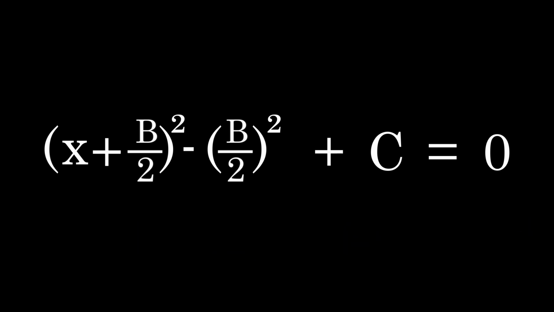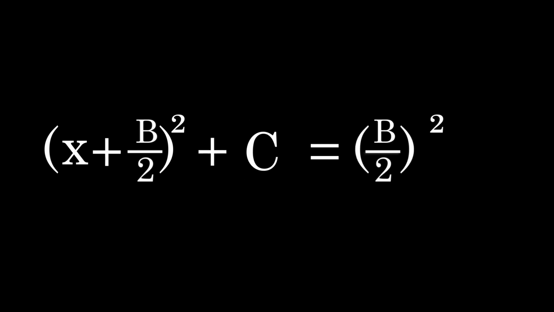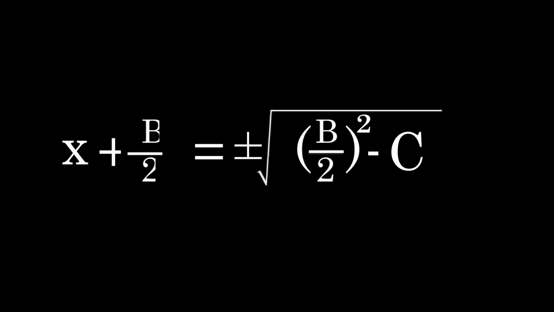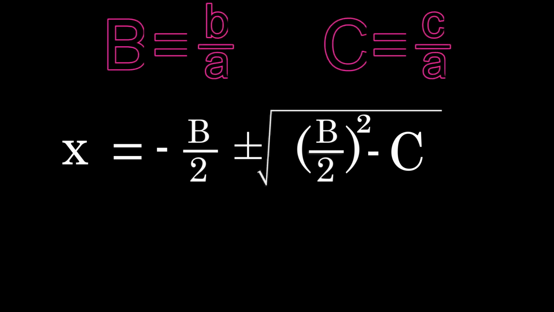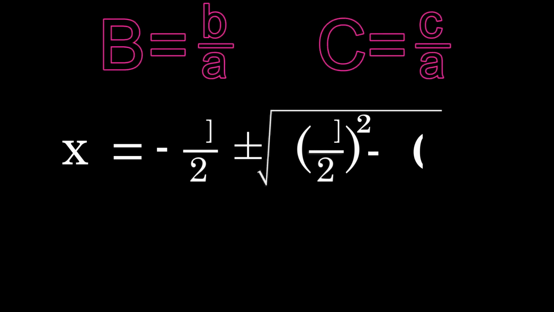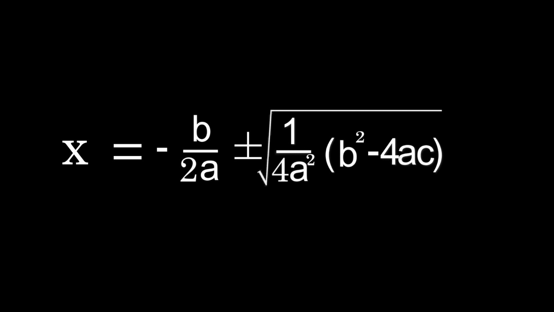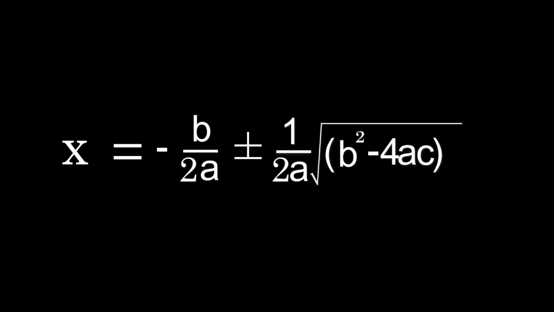The good thing here is that we can nicely rearrange this equation in terms of x if we add b on 2 all squared to both sides and then subtract c. Then we take both the positive and negative square root of both sides and simply take away the b on 2. The last thing that we need to do is remember what capital B and C actually stand for, and replace them with our original values, which leaves us with the quadratic formula.